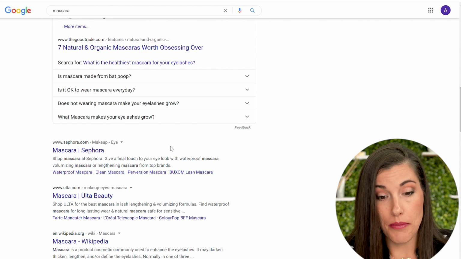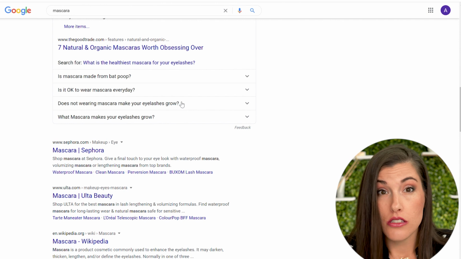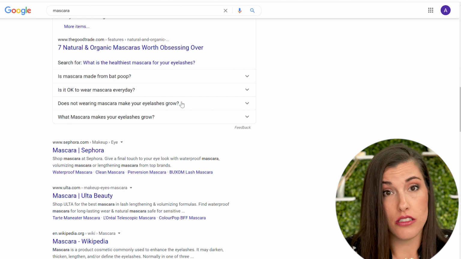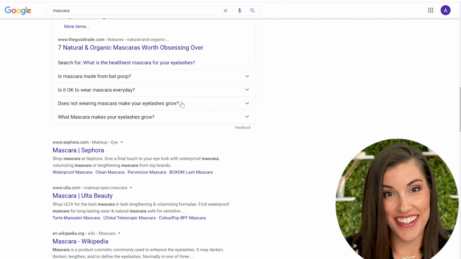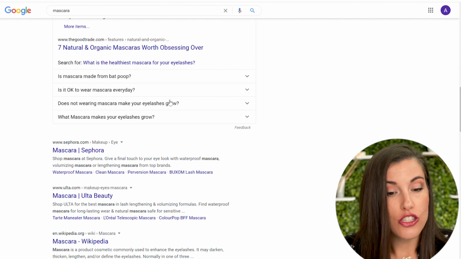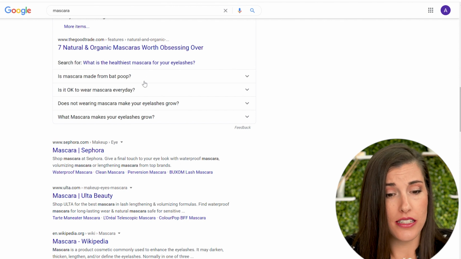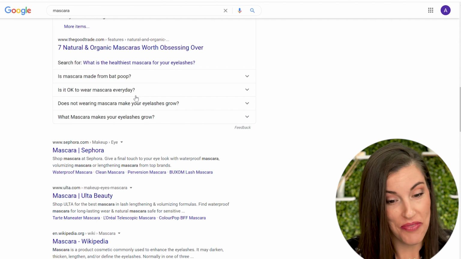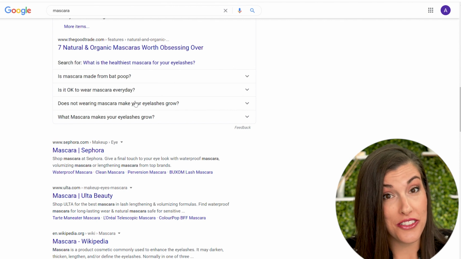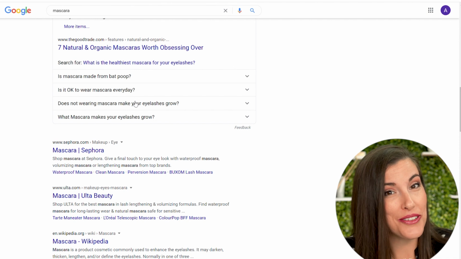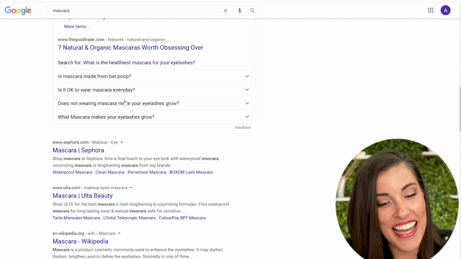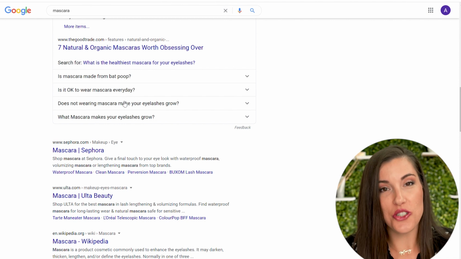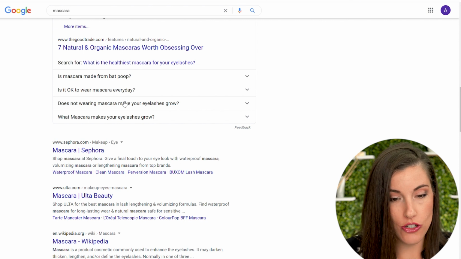Does not wearing mascara help your eyelashes grow? So somebody's worried about their eyelashes and the growth. There's an idea right there. So there's so many different ways. Here's a weird one. Is mascara made from bat poop? I mean, there you go, right there. You probably want to know the answer to that. I already looked it up, but I'm going to let you go do that. Anyways, these are all intriguing things that people have actually asked.